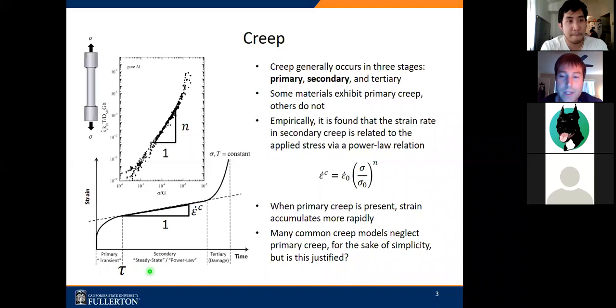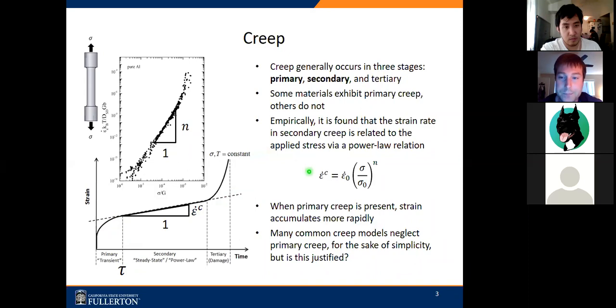Some materials exhibit primary creep, some don't. For some materials, you'll just see the curve extend linearly initially without any primary creep part there. And that's going to be important. We're going to talk about that later on.